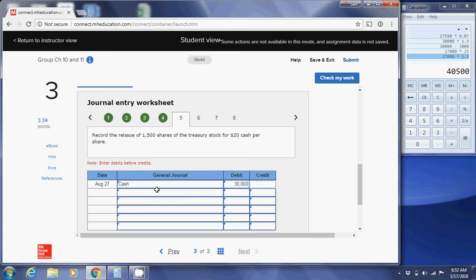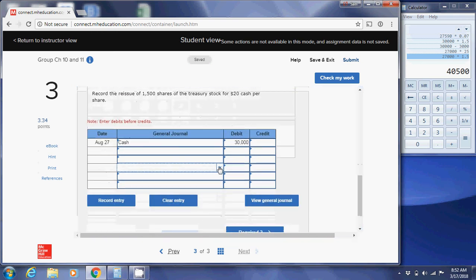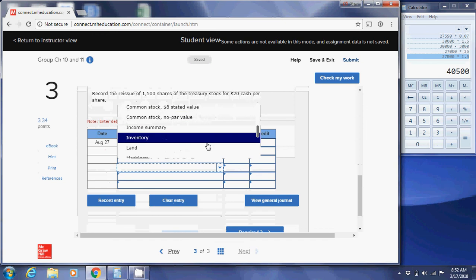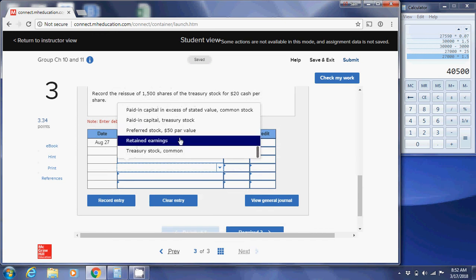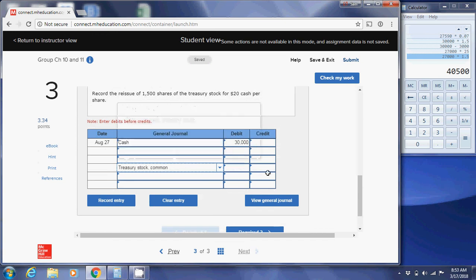I'm going to go ahead and just skip a couple lines because we also know that we need to take the treasury stock off the books. Where's the treasury stock? There it is. Treasury stock. We need to take that off the books. So that's going to be 1,500 at 25. So that's 37,500. So already we know that we need $7,500 to adjust the difference here.